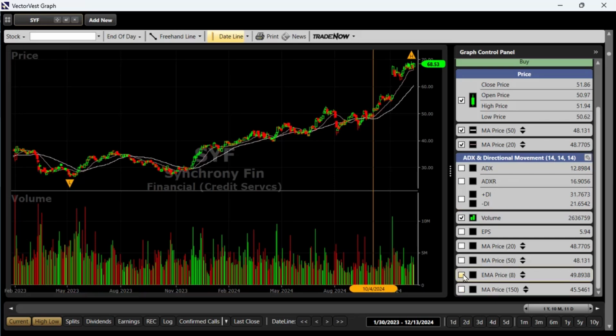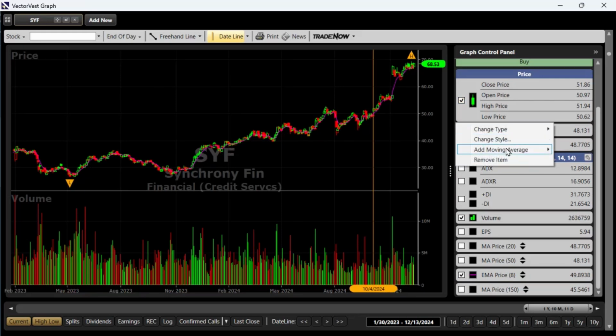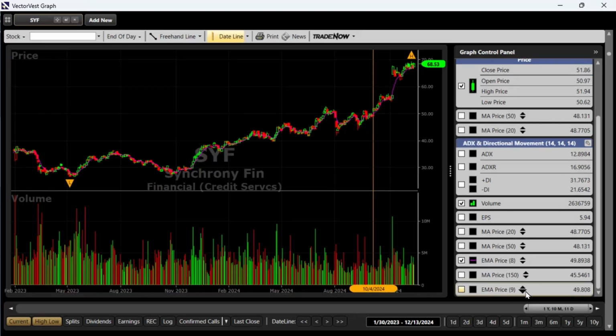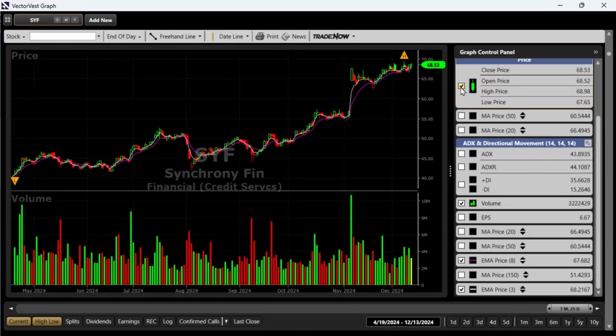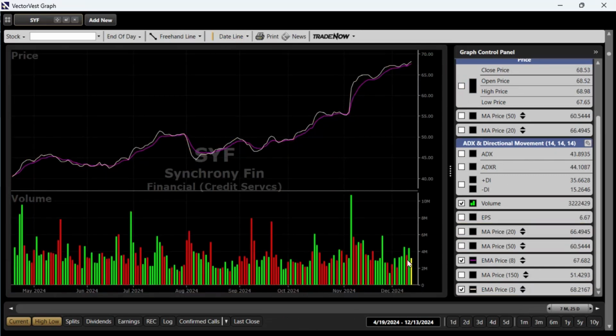Okay, so if I put the 8-day EMA on, take off the 20, take off the 50, I need to add a 3-day EMA. So I right click on price, go to add moving average, exponential moving average, add 3, check the box. Okay, now obviously take price off real quick. You can examine the chart without looking at price.